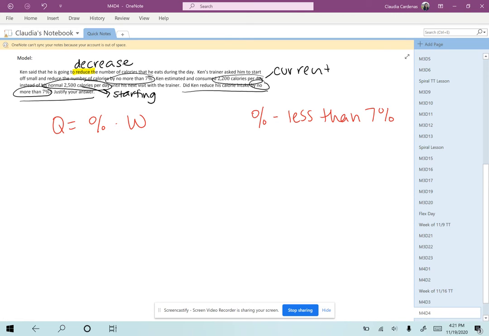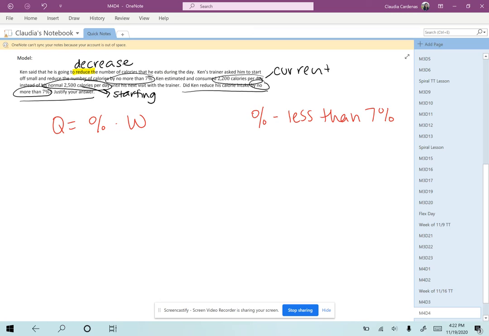So which one would be the part and which one would be the total? Well, in percent increase or decrease problems, there's actually something specific we need to do to find the part, which we will discuss in a moment. So we're going to hold off on that. Now, the question is asking if he did reduce his intake by no more than 7%. So we need to see what the percent decrease is going to be and then compare it to see if he met his goal of no more than 7%.